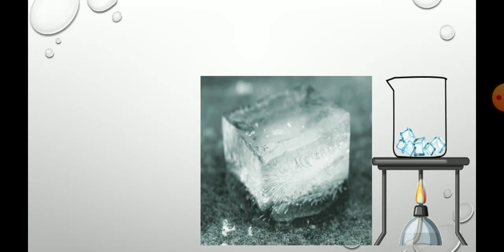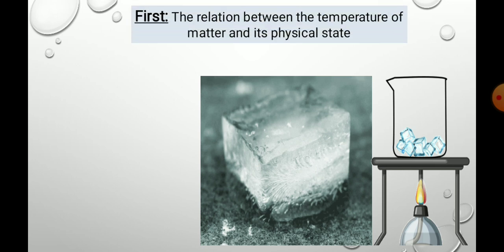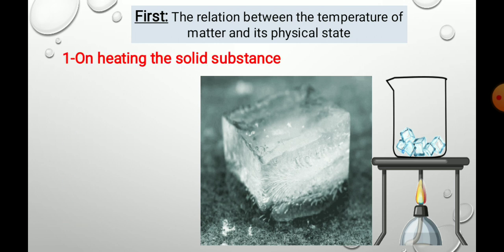And now we are going to talk about the relation between the temperature of matter and its physical states. Again, the relation between the temperature of matter and its physical change. So we have two parts. Number one, on heating the solid state substances, and number two, on heating the liquid state substance. So we will start with on heating the solid substances.